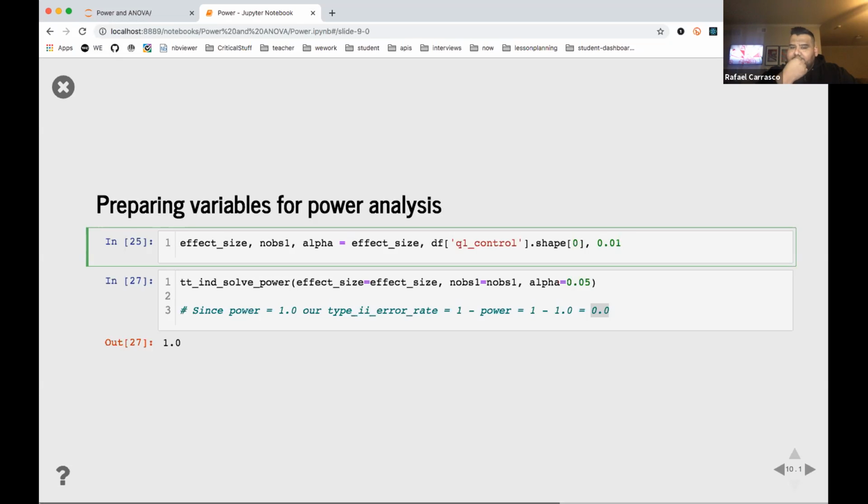Why are you saying that? Because it was the inverse of the alpha. It's not the inverse of alpha. It's the inverse of your type 2 error.